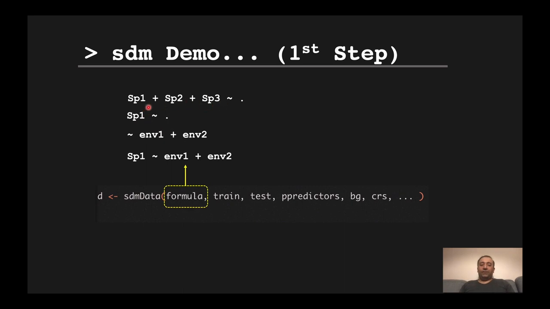On the left-hand side, you may have, for example, several species, multiple species, that you specify as SP1, SP2, SP3. So you can specify the names here. If you don't specify, they are detected automatically. So it means that you can have both single species and multiple species handled in this function.